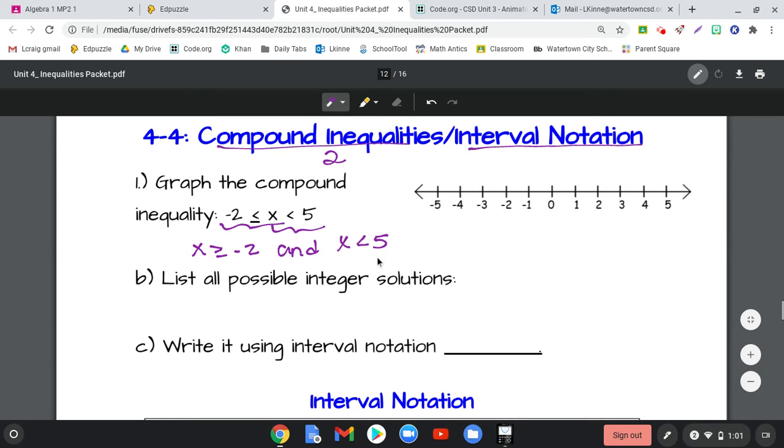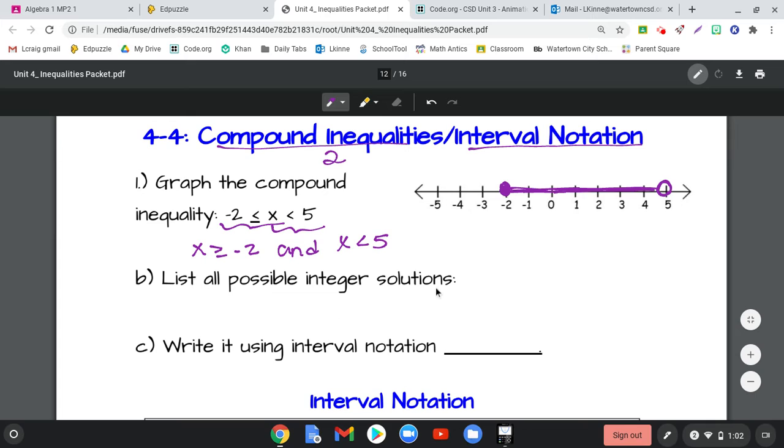But you don't have to separate it like that if you want. You can just put it on your number line. So -2 is equal, so it's one of your solutions. It's going to be a closed circle. X is less than 5. It's not equal to 5, so it's going to be open. And then your solution is anything in between. So any number in there would be a solution.